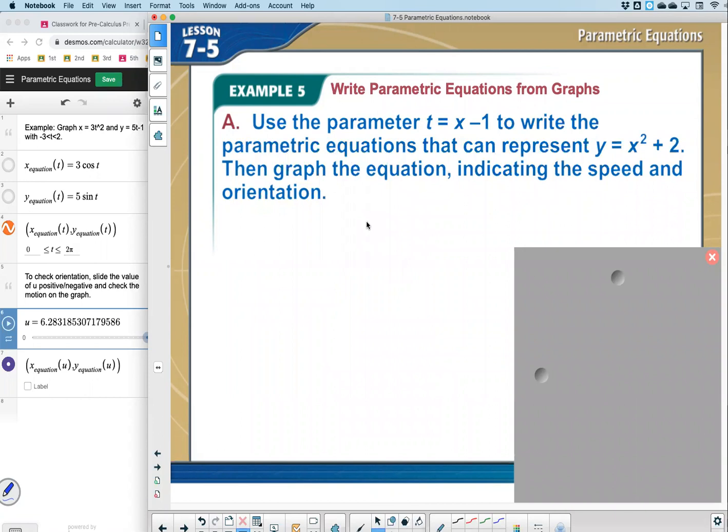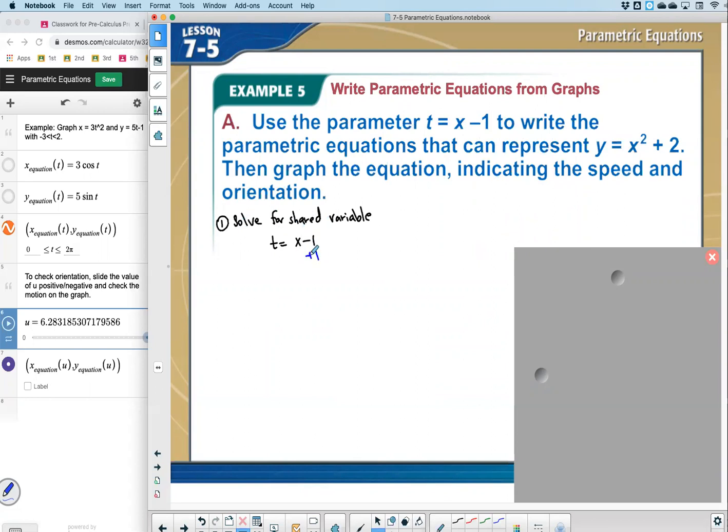We're going to walk through the same 3 steps that we've been doing. It says use this parameter to write the parametric equation that can represent this rectangular equation. Graph it and indicate speed and orientation. So step 1, whenever we do this, if you remember, is solve for the shared variable. There's no trig here, so I'm back to solve for shared variable as my first step. So here in this example part A, what's the shared variable? X. So the first thing we're going to do is solve for x. So I have t equals x minus 1. How would I get x by itself here?